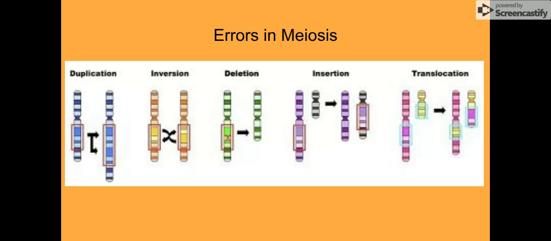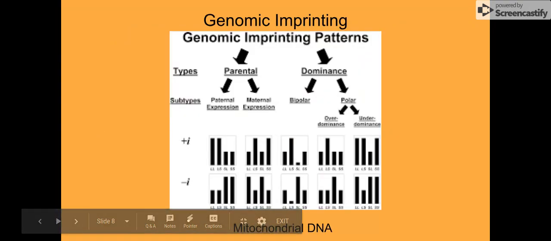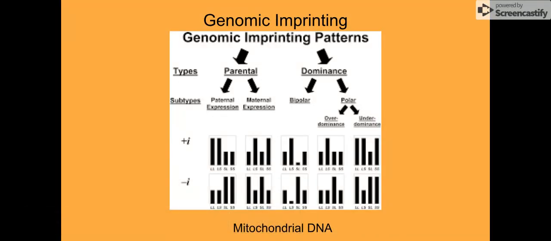Human disorders that are caused by non-disjunction are Down syndrome, this little baby over here has Down syndrome, Klinefelter syndrome, which is where a man has female qualities, and Turner syndrome. Genomic imprinting and the inheritance of mitochondrial DNA are important. Genomic imprinting is when traits differ depending on which parent passed along the allele for that trait. That is shown in the picture.